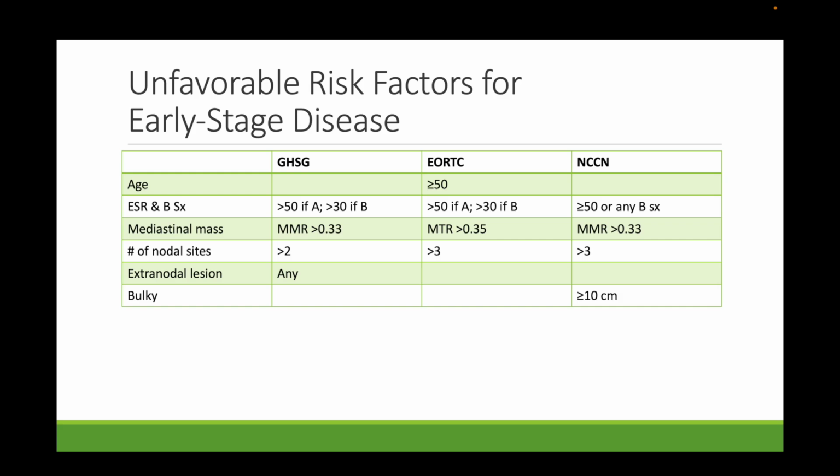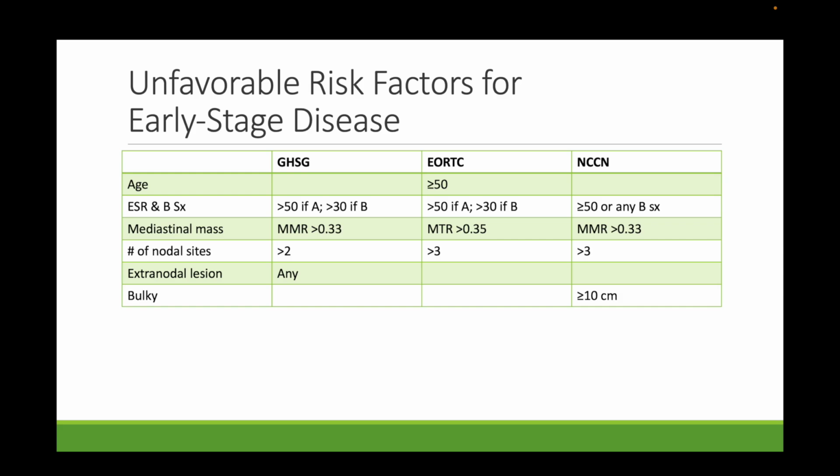Okay, so HD10 and HD16 are trials from the German Hodgkin study group, and patients that are considered early stage favorable per the German criteria are acceptable candidates for ABVD times 2 followed by 20 gray ISRT. And remember, we always do ABVD times 2. We assess clinical response with a PET scan, and assuming that the patients do have a complete clinical response, we can treat with 20 gray ISRT.